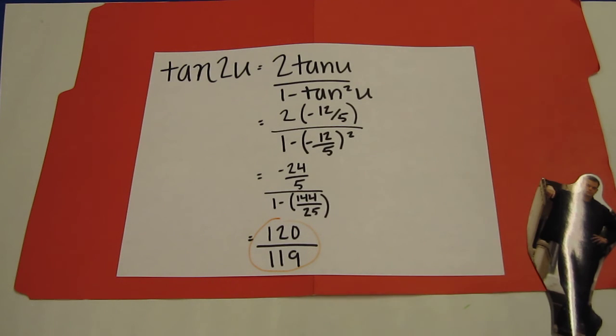Next, to find tangent of 2u, we use our double angle identity of 2 tangent u over 1 minus tangent squared of u. Replacing all tangent u's with negative 12/5, we get 2 times negative 12/5 over 1 minus negative 12/5 squared, which is simplified to negative 24/5 over 1 minus 144 over 25, equaling 120 over 119.